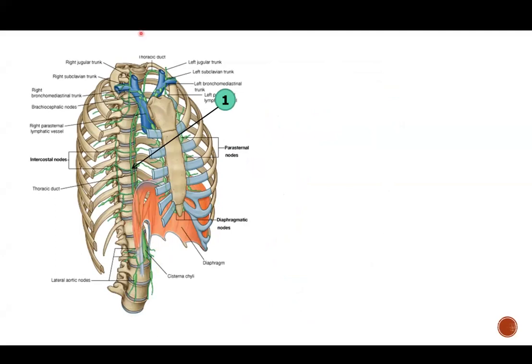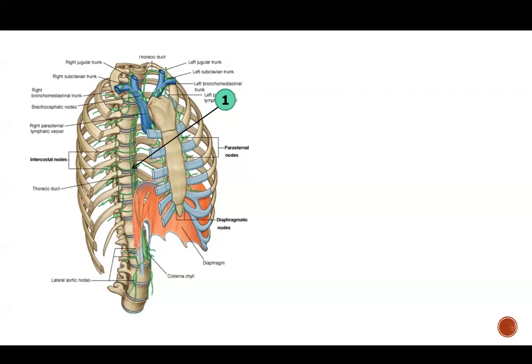Which level is the aortic opening? Does anyone remember? Where does the aorta go into the abdomen? At which level? Which vertebral level? T12. T12, excellent. So the thoracic duct enters the thorax with the aorta at T12, okay?